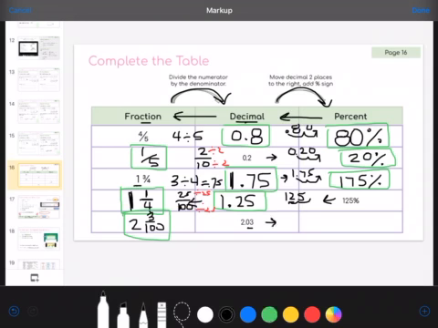Then finally, I need to make this a percent. So I have 2.03. I need to move my decimal 2 times to the right, which will give me 203%.